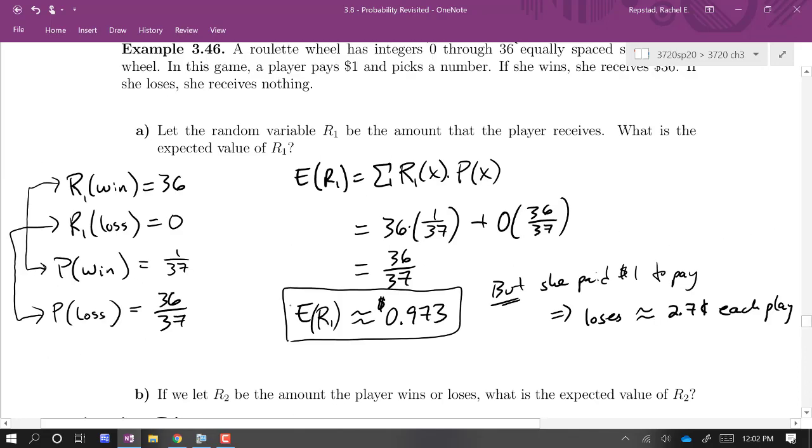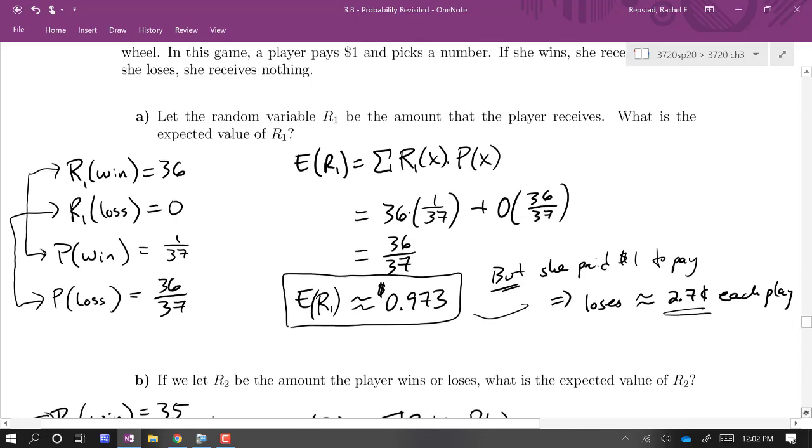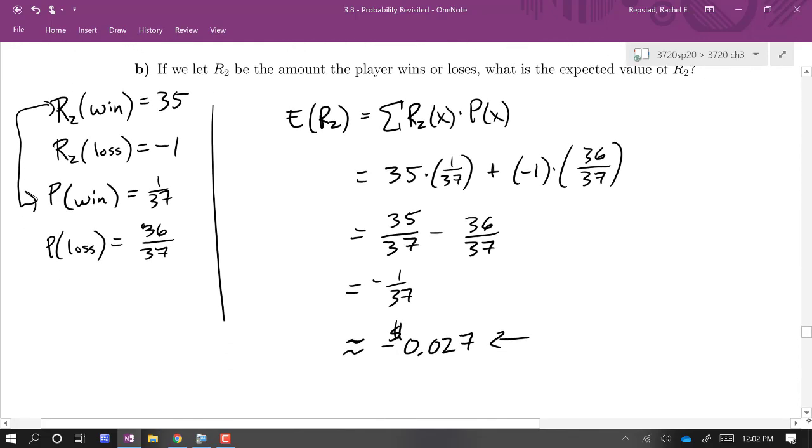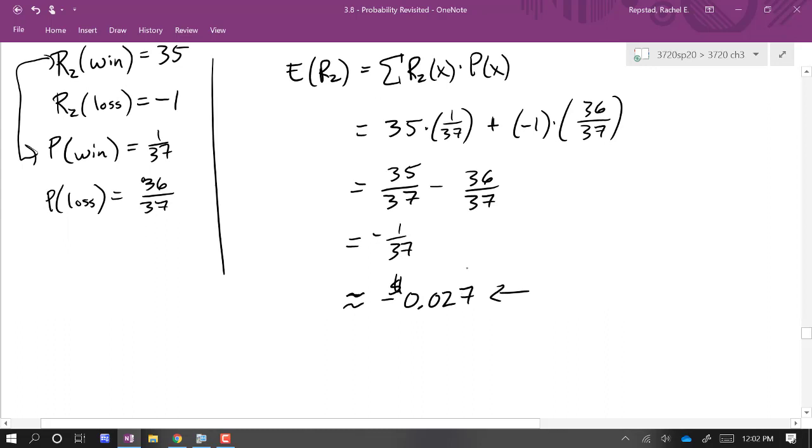So we defined the random variable differently, right? In the last one, we had to account afterward for the fact that she paid $1 to play. And once we did that, we came to the conclusion that she actually lost money each time. Here, since we're accounting for the fact that she paid $1 in the first place, right away without any additional analysis, we know that she can expect to lose about 2.7 cents per play.